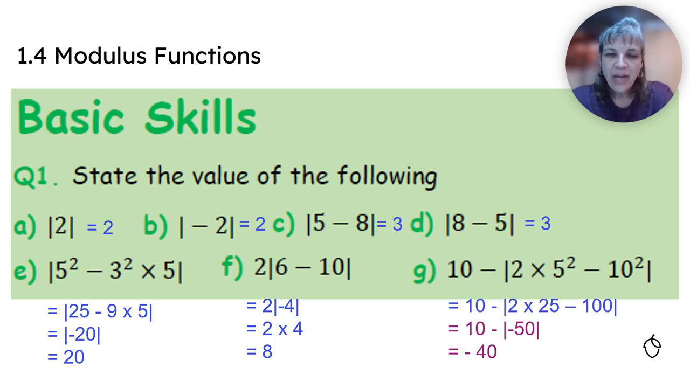And for G, we have 10 minus what ends up being in the modulus, which ends up being minus 50. That becomes positive 50, so 10 minus positive 50 gives us minus 40.